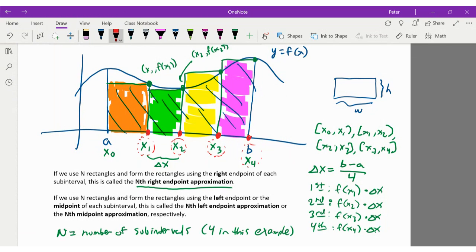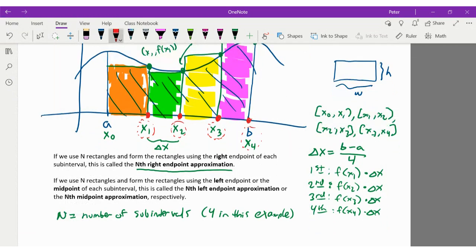I don't have to pick the right endpoint. I could pick any point in the interval or on the end of the interval. But normally, the most common way to do this is to pick the right endpoint. If I were to use the left endpoint or the midpoint, then the names for these would be the nth left endpoint approximation or the nth midpoint approximation. I'll just show in a minute what those look like. So any questions so far about what I've done at this point?